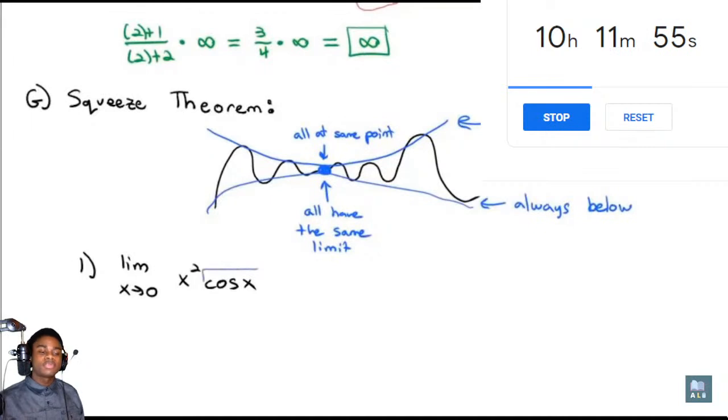And how the squeeze theorem works is we're going to look particularly at the cosine and say one thing we know about the cosine, not the sine, the cosine. The cosine of x has a very bounded domain. It's always between a -1 and a +1.